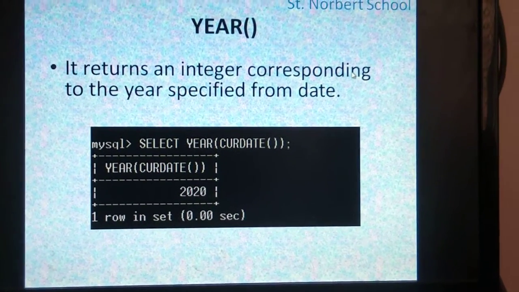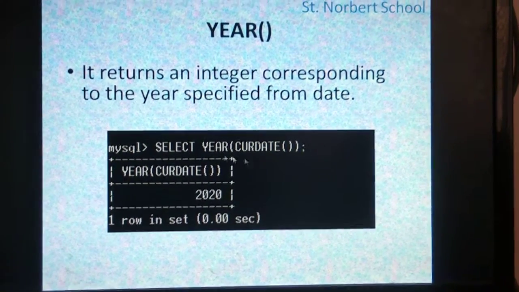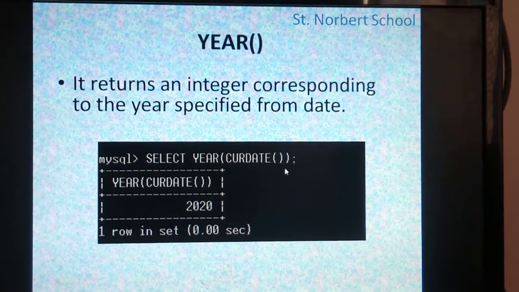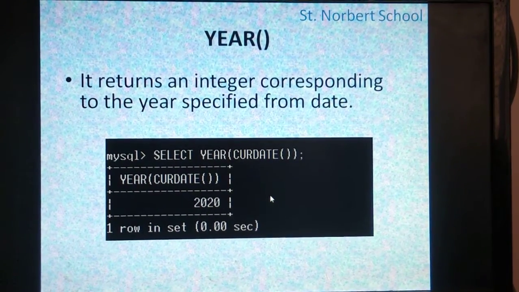Next is YEAR. It returns an integer corresponding to the year specified from the date. You can apply SELECT YEAR(CURRENT_DATE). It will display the year from the current date.